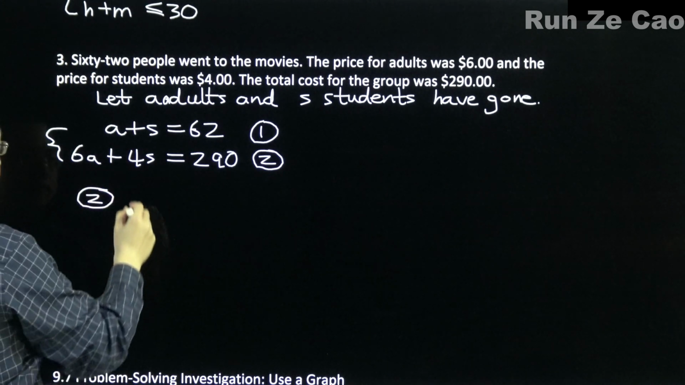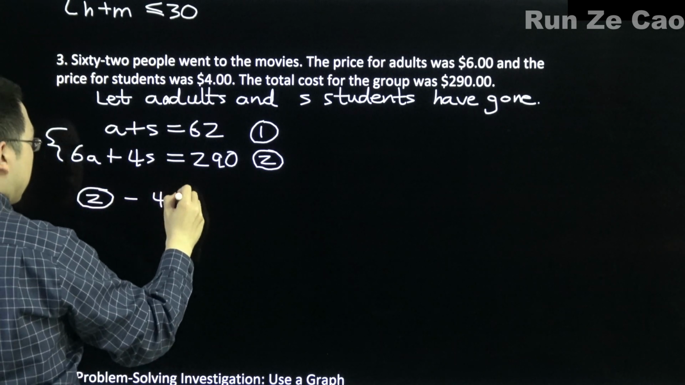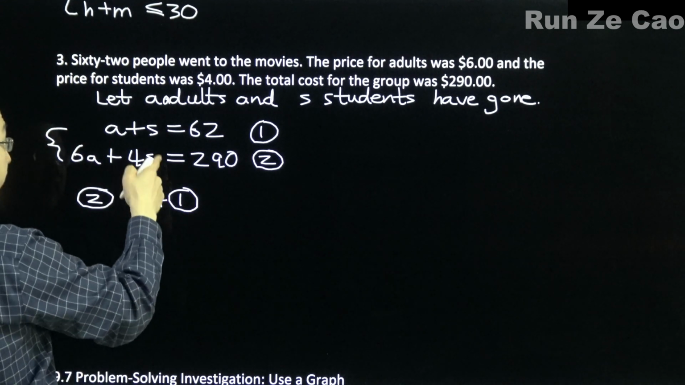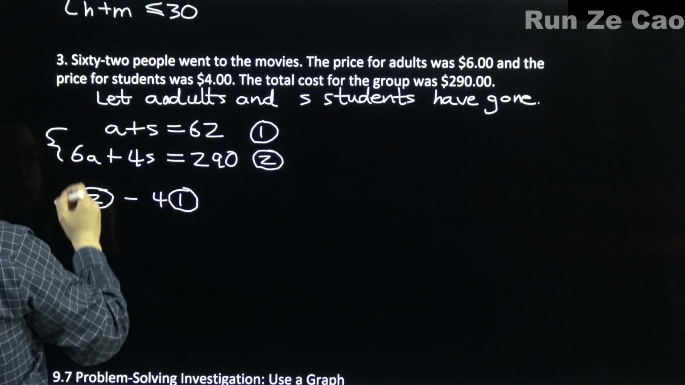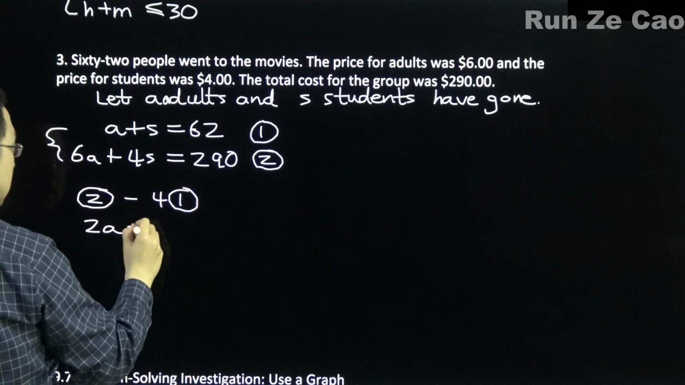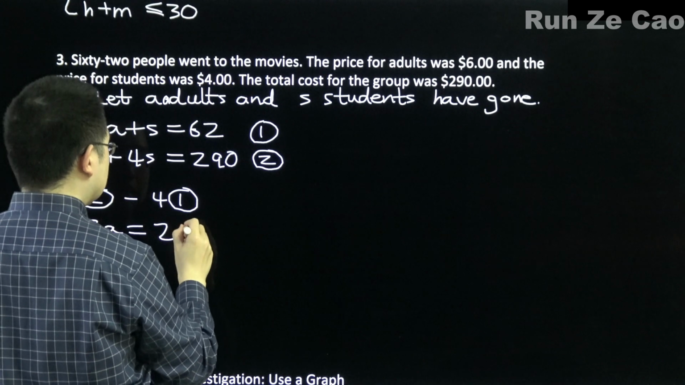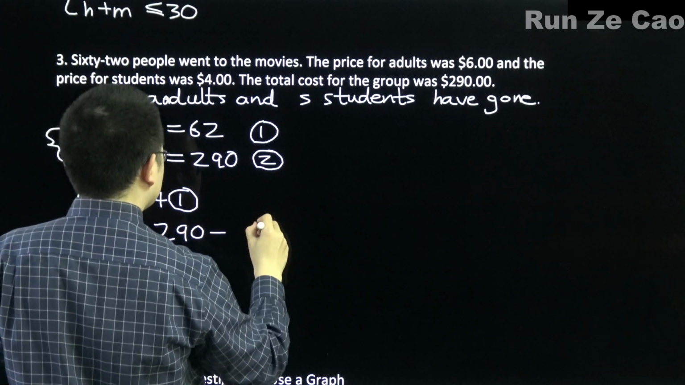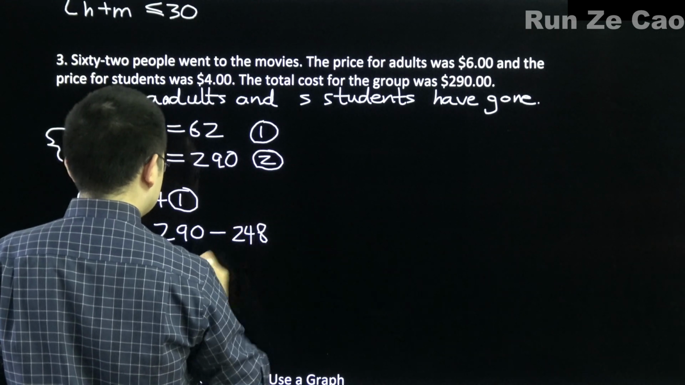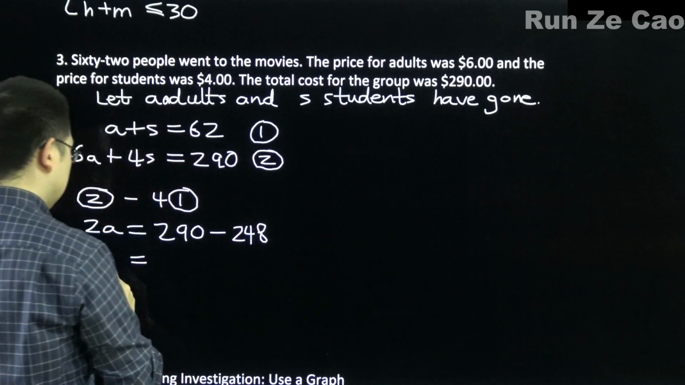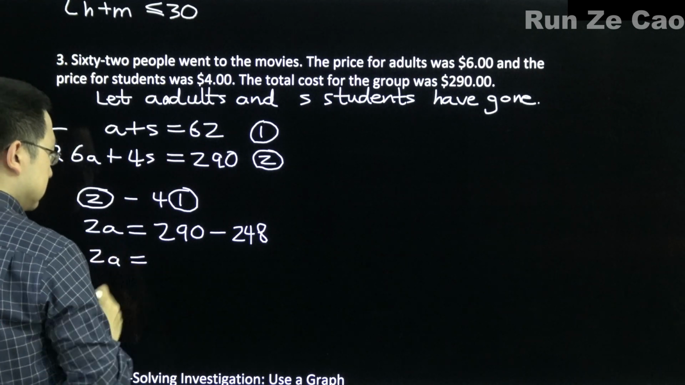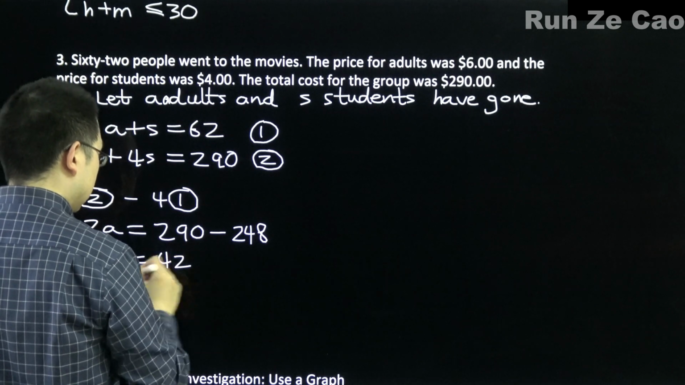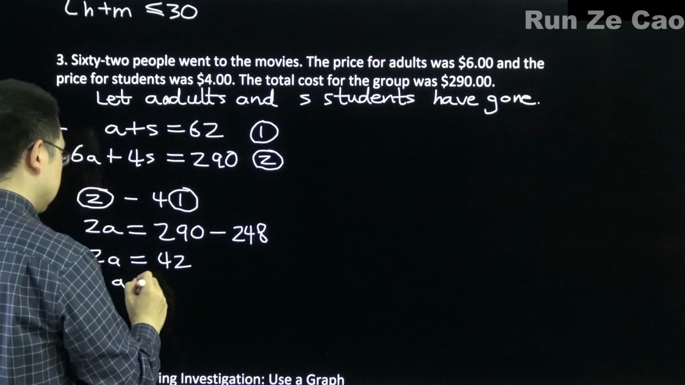Equation 2 minus 4 times equation 1. That gets rid of the 4s right away. And we would have 2A equals 290 minus 4 times 62, which is 248. So 2A is equal to 42. A is equal to 21.